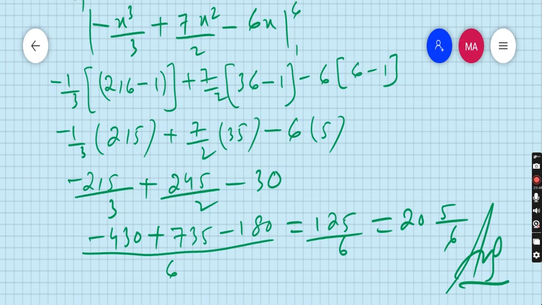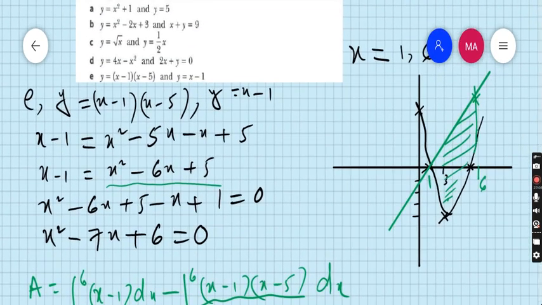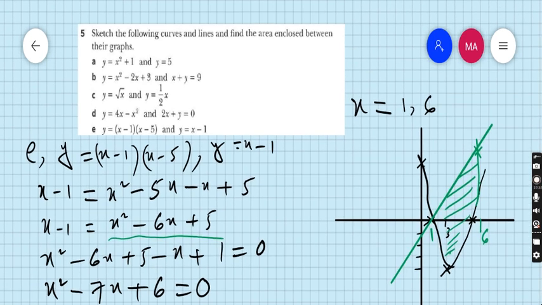So I hope you understand completely how to sketch the graph and how to find the area. But in part D I was a little bit confused because I forgot to differentiate between the x-intercept and the limit. So kindly ignore that mistake. This is our today's class where we did part D and E of question number 5. Question number 5 has finished.